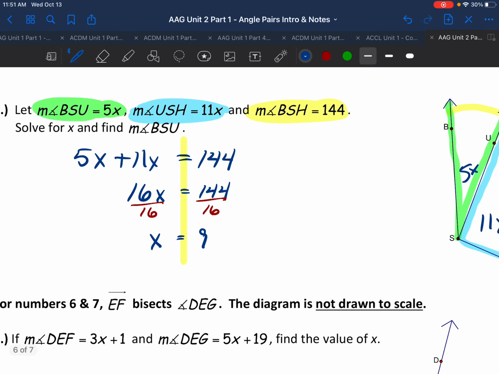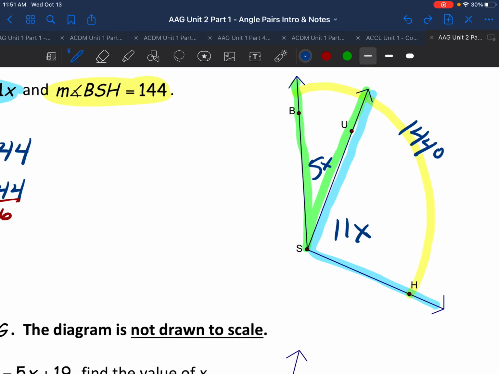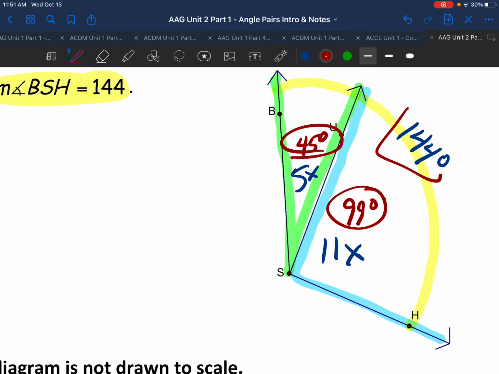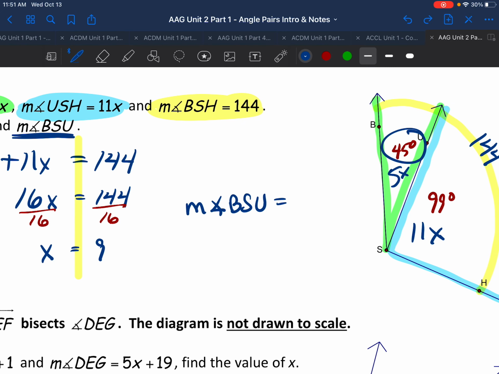All right, now they want the measure of angle BSU, but I'm going to check them all. So I'm going to take my 9, and I'm going to replace it in each of these angles. So 9 times 5 is 45 degrees. 9 times 11 is 99 degrees. And guess what 45 plus 99 is? You guessed it, 144. All right, so to finish this question, though, guys, I want to make sure we are using our appropriate notation. So I'm going to say the measure of angle BSU equals, which one was that one? 45 degrees. Okay, cool. All right, moving on.